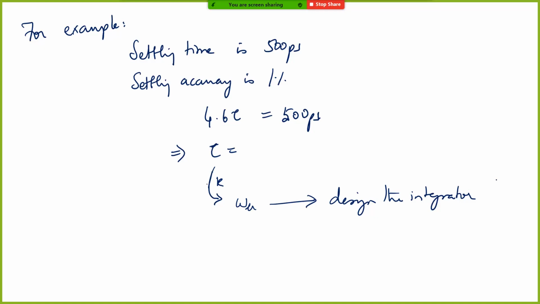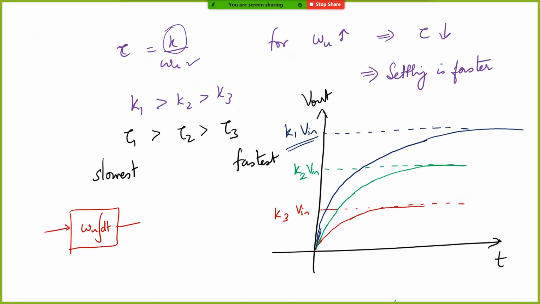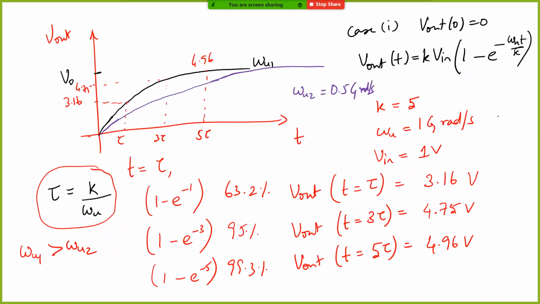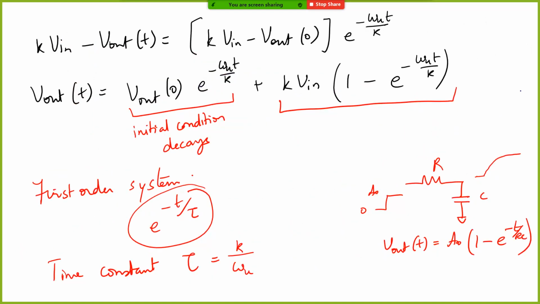Sir, can you go to the previous page showing the exponential behavior, before this? Oh, before this, okay. Sir, so this one, the initial condition decay, does it change or affect anything like the initial slope?